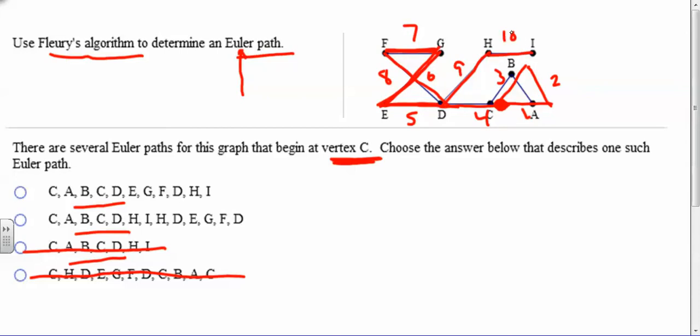You notice this is an Euler path, since we used all the edges in the graph. It is not an Euler circuit, though, because we began at C and we ended at I. So this Euler path is not an Euler circuit. But they didn't ask for an Euler circuit. They only asked for an Euler path, and we gave them one using Fleury's algorithm.